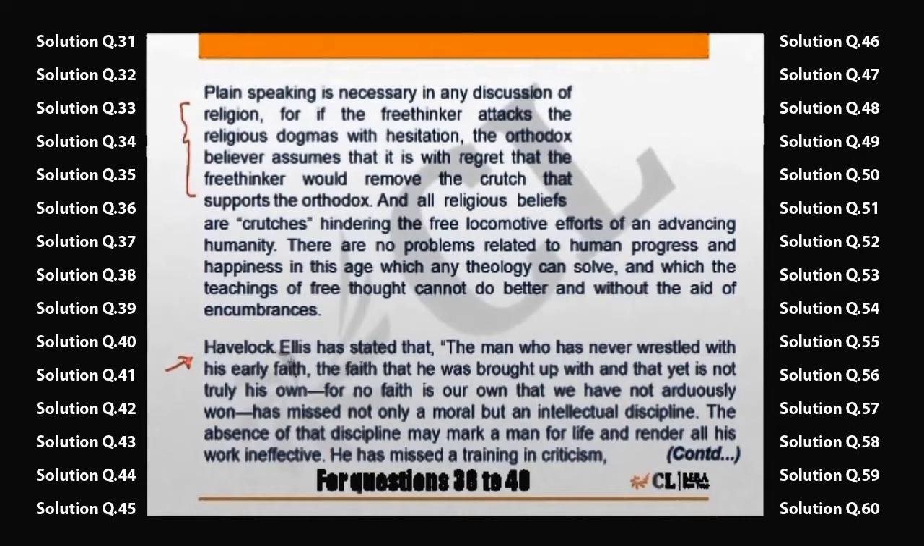So I said, let me start reading the second paragraph. The man who has never wrestled with his early faith, the faith that he was brought up with, he's never wrestled means he's never questioned it. And that yet is not truly his own, for no faith is our own that we have not arduously won, has missed not only moral but also an intellectual discipline. So a man who has never wrestled with his early faith, never questioned his dogmas, has missed moral and intellectual discipline. The absence of that discipline may mark a man for life, and render all his work ineffective.